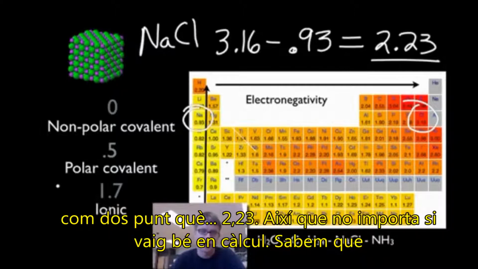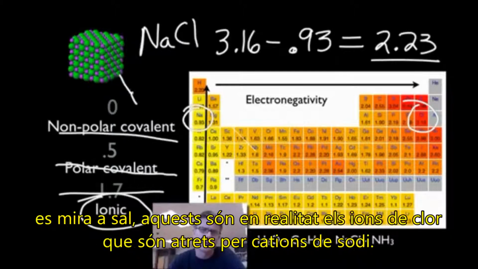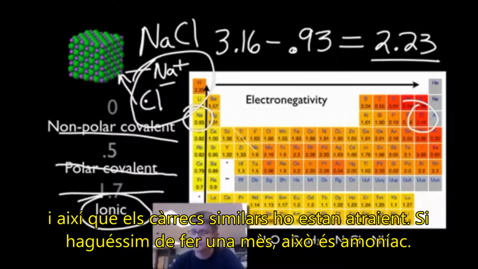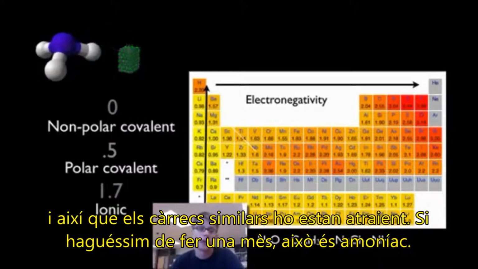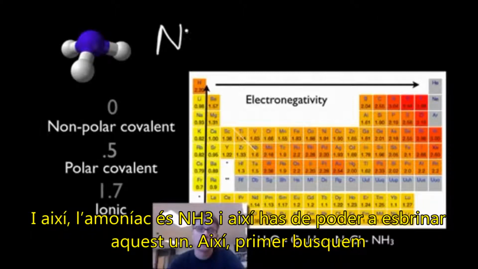It doesn't matter if I got my math right. We know that that is greater than 1.7, and so we know that that's going to be an ionic bond. When you look at salt, these are actually chloride ions that are attracted to sodium cations. In other words, you've actually transferred that electron from the sodium to the chlorine, and so those opposite charges are attracting. If we were to do one more, this is ammonia, and ammonia is NH3.